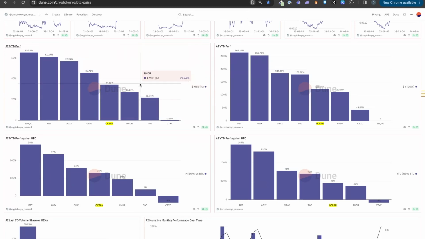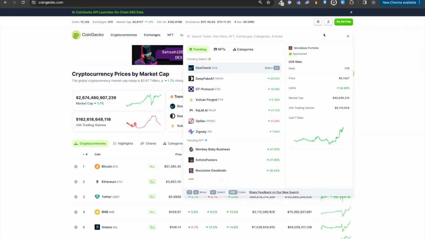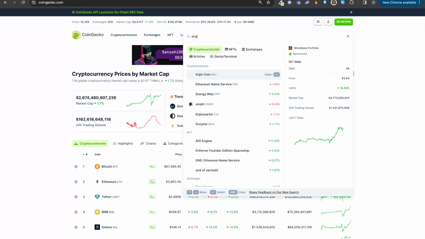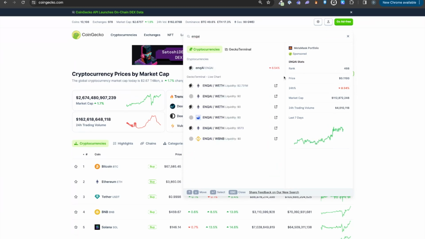So you can go on CoinGecko, for example, and if you put FET is the name, so you can see already rank 49, market cap close to 3 billion. So that's a pretty established project. On the other side, this one, ENQ AI, just 100, I mean, not just, but 112 million in market cap, and the rank much lower. This is rank by market cap.